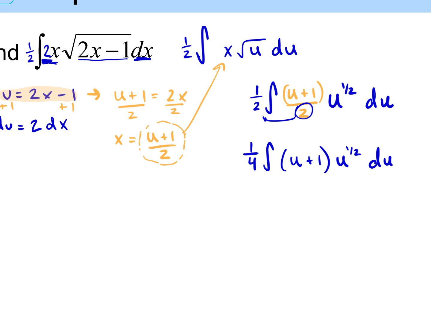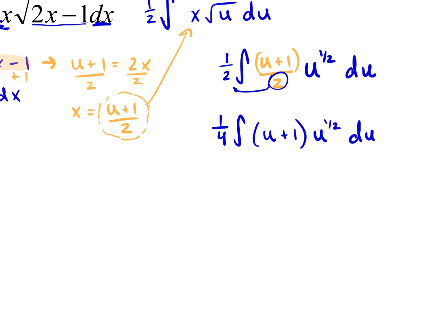What do you think I could do to simplify this? So let's distribute. I'm going to distribute it to the 1 and the u. So when I have u times u to the 1/2 power, we add the exponents. My exponent on this u is a 1. So what does it turn into? U to the what power? What's 1 plus 1/2? 3/2, perfect. Plus 1 times u to the 1/2 power would just be u to the 1/2 power du.